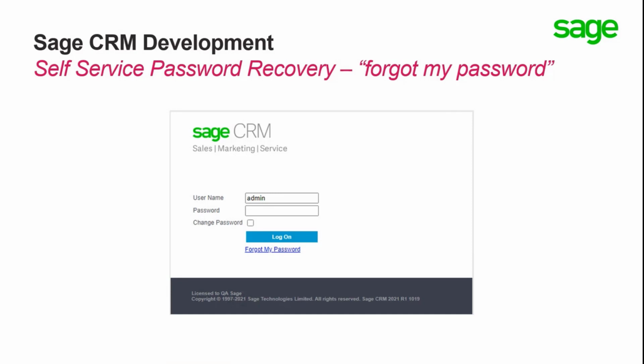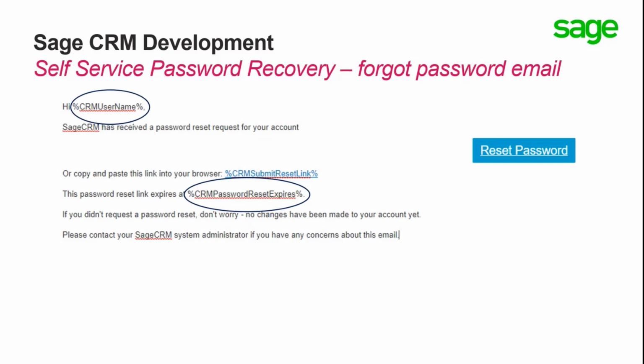The CRM solution was a compromise, but we've now been able to clean that up as well in 2021. I'll get back to that enhancement in a few moments. But what happens if you forget your CRM password in 2021 R1? So if your system administrator has enabled self-service password recovery, you'll see that link, forgot my password, on the login screen. So you put in your username and you click on forgot my password.